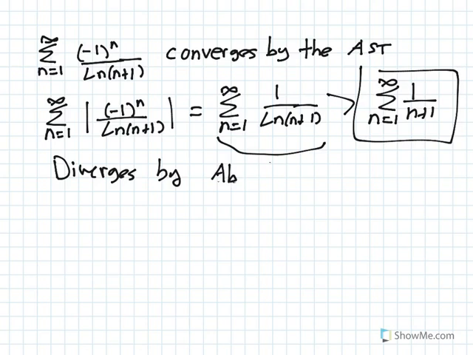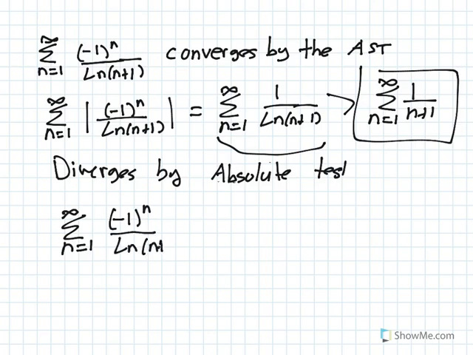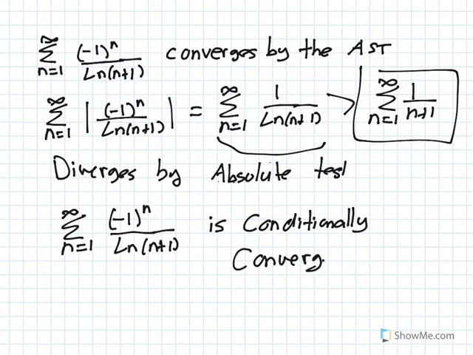It diverges by the absolute test. So the given series, summation n equals 1 to infinity, minus 1 to the power of n, divided by log of n plus 1, is conditionally convergent. All right, thanks.